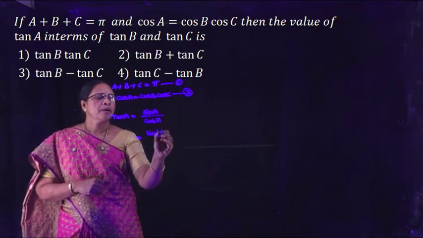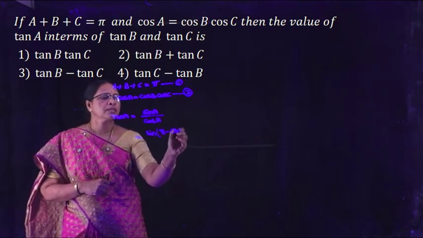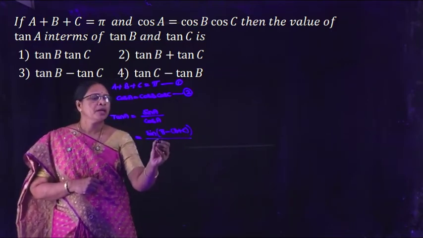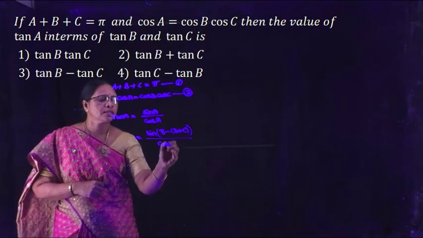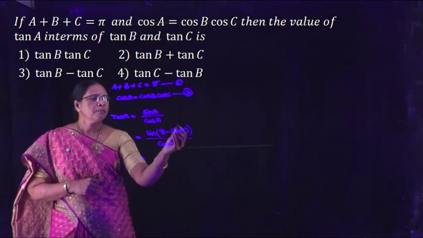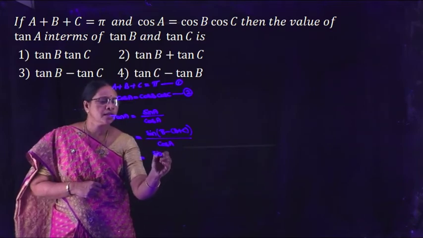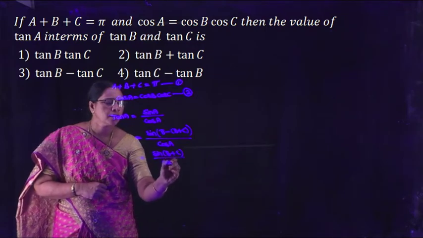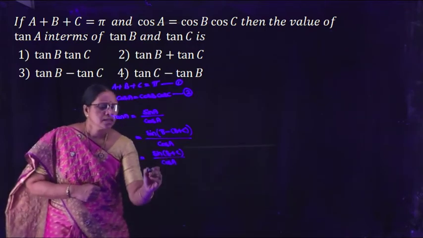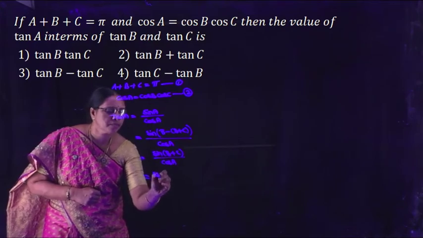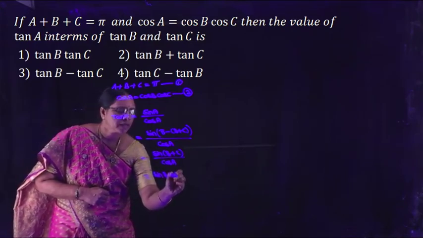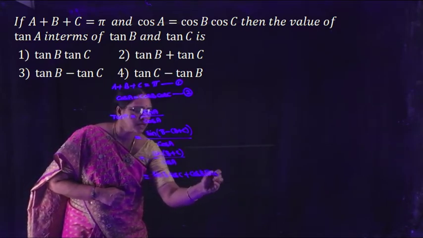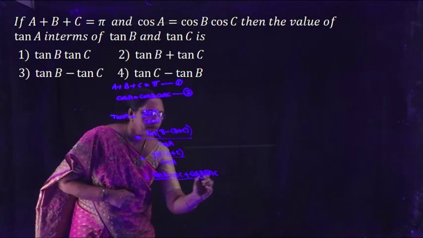A is pi minus (B plus C). We can substitute A by pi minus (B plus C) in cos A. Here sin(pi minus (B plus C)) is sin(B plus C) by cos A. Here sin(B plus C) is sin B cos C plus cos B sin C, whole divided by cos A.